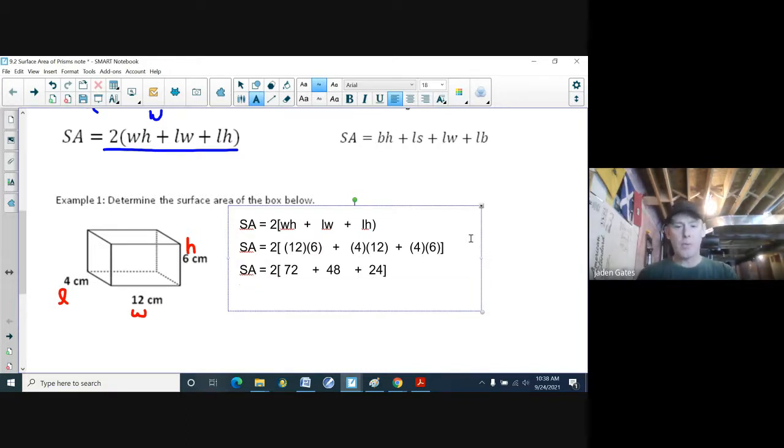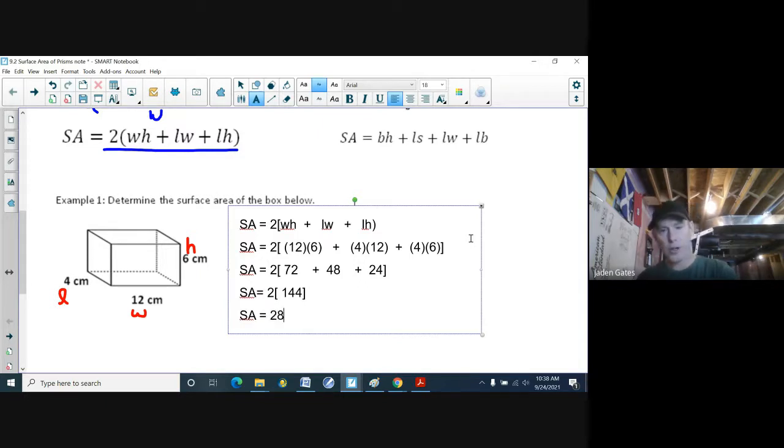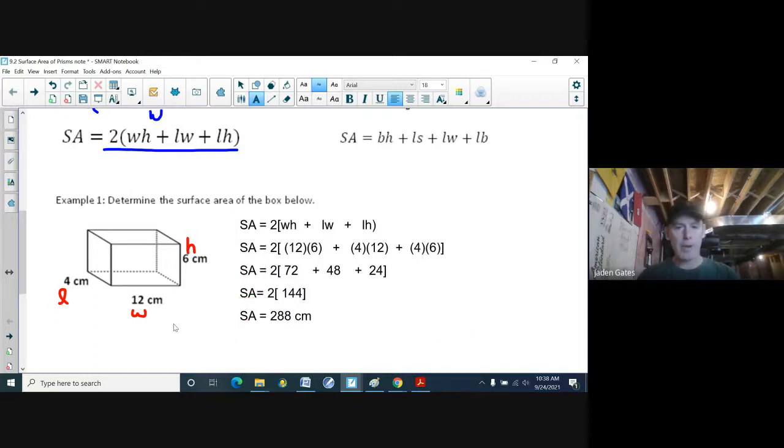Now, I'm still not done with the brackets. I've got the 2 out front that's multiplying, so now I have to do the addition. I take 72 plus 48 plus 24 and end up with 144. Finally, I'm done the brackets. Lastly, I take 2 times 144, and I end up with 288.